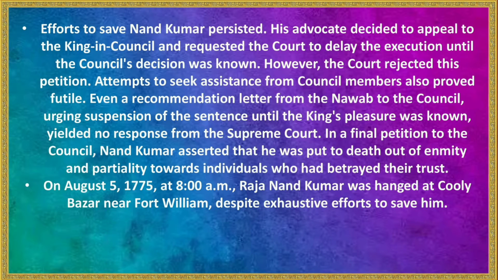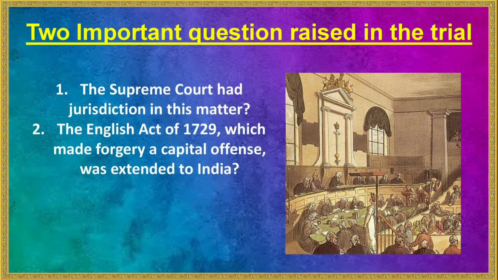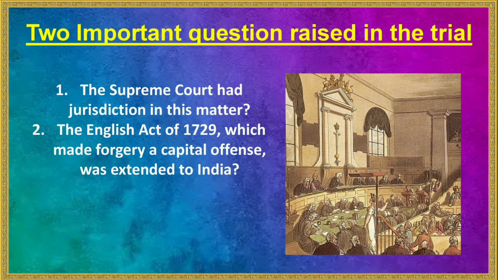On August 5, 1775, at 8 a.m., Raja Nandkumar was hanged at Coolie Bazaar near Fort William, despite exhaustive efforts to save him. Two important questions were raised in the trial: first, whether the Supreme Court had jurisdiction in this matter; second, whether the English Act of 1729, which made forgery a capital offence, was extended to India.